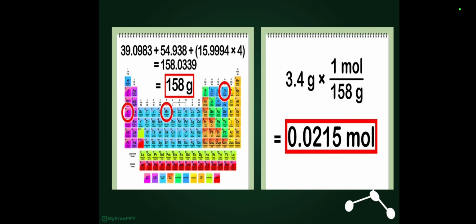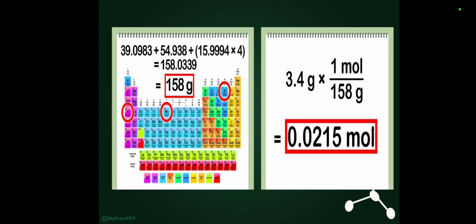So from the 15.9994 or 16 times 4, you have to multiply that one. So from the atomic weight of potassium, which is 39.0983, plus the atomic weight of manganese, 54.938, plus the atomic weight of oxygen, which is 15.9994, just multiply it by 4. The result would be equal to 158.0339 or equal to 158 grams. So that's why we get the result, which is 158 grams.